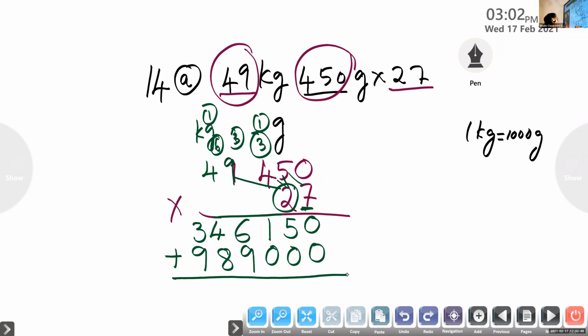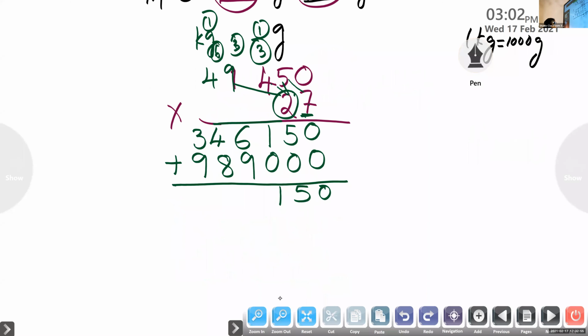Okay, children, find out the answer. After finding the answer alone, you can check from the board. Don't copy the answers. 0. 5 plus 0 is 5. 9 plus 6, 15. 1 carry over. 1 plus 4, 5. 5 plus 8, 13. 1 carry over. 1 plus 3, 4. 4 plus 13. So the answer is 1, 3, 3, 5, 1, 5, 0.